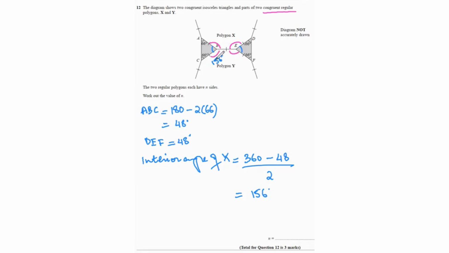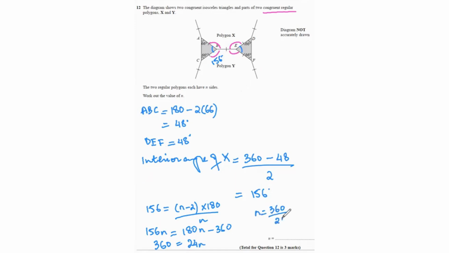Now we can use this to find the number of sides. So 156 equals (n minus 2) times 180 over n. 156n equals 180n minus 360. 360 equals 180n minus 156n, which is 24n. So n is going to be 360 divided by 24, which gives us 15 as the number of sides.